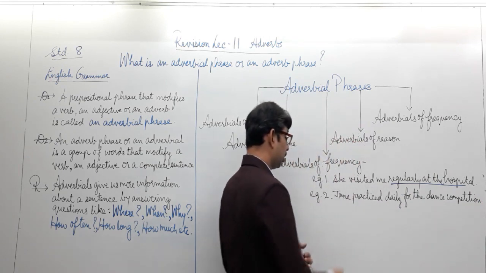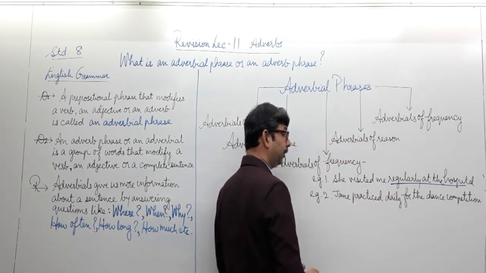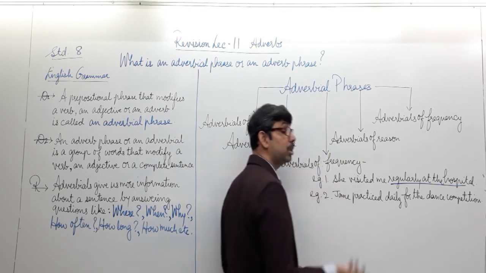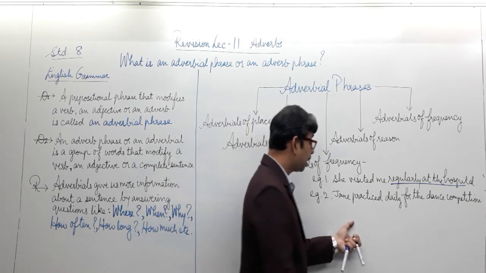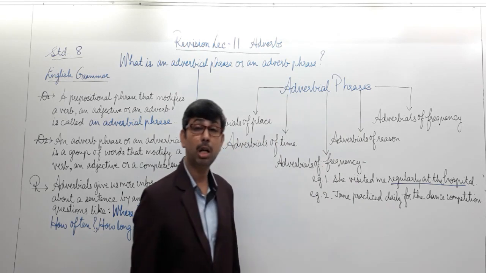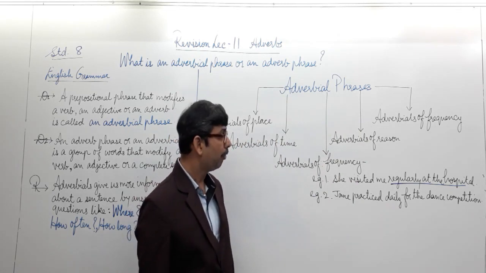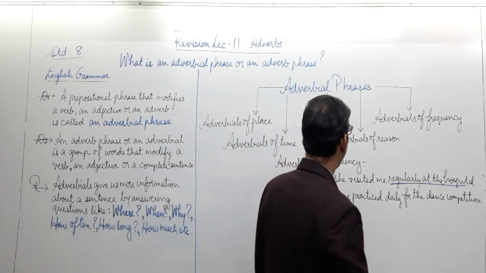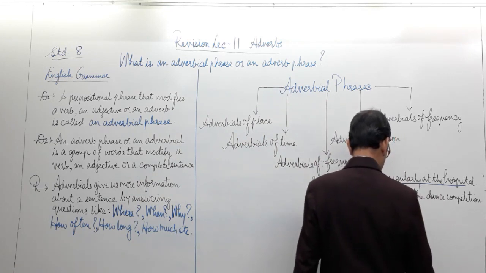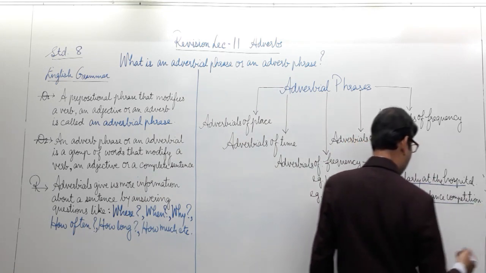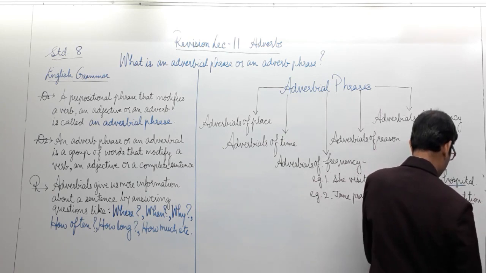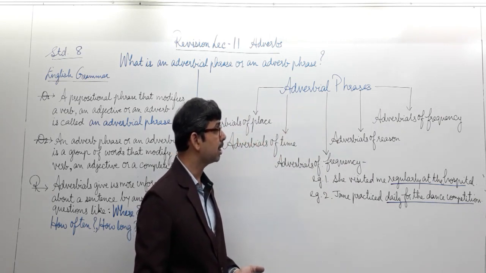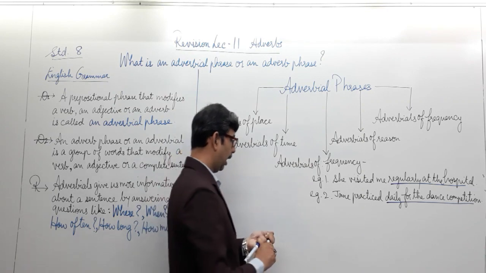So here in this sentence, Jane is doing dance practice. Jane practiced. How long did she practice? How many times did she practice? How much did she practice? Isn't it? So she practiced daily. So we asked about a particular number of days here. Therefore, the words daily for the dance competition are the adverbial phrase of frequency. Let's underline the words. It is important to learn about the adverbial phrase and how to pick them out. So the words daily for the dance competition become the adverbial phrase of frequency that we need to understand.